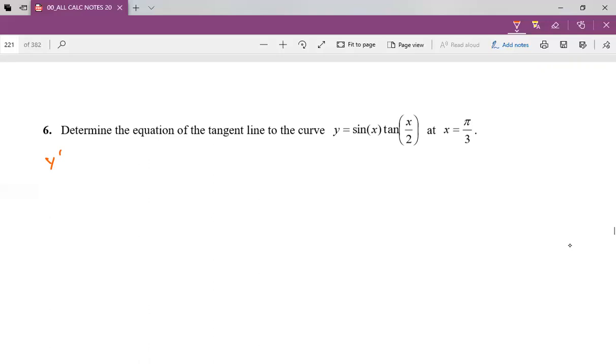We've got product rule going on here. Derivative of sine x is cos x, times tan(x/2), which stays the same. Product rule, so we're adding this: sine x stays the same, and the derivative of tan(x/2) ends up being secant squared of x/2, which stays the same, and then times the derivative of x/2, which is a half.